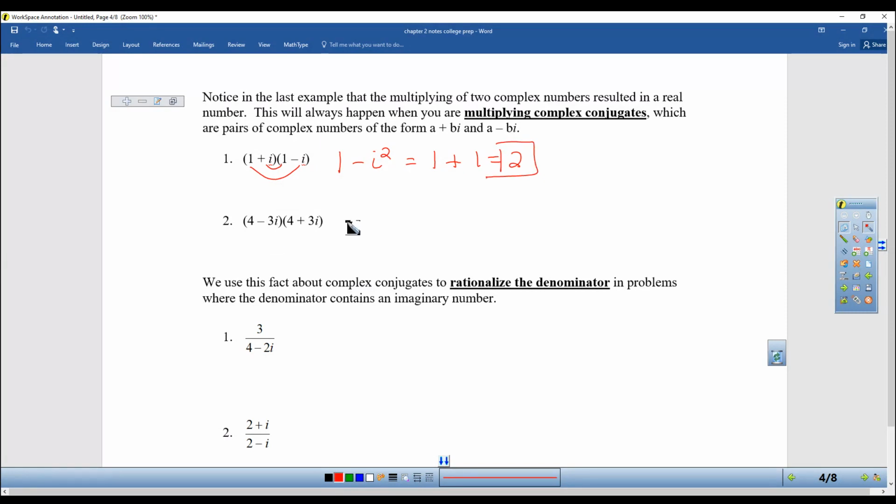Again, I see the conjugates, so when I'm doing FOIL, I just have to do first, outer, inner cancels, and last, which is 16 plus 9, which is 25.